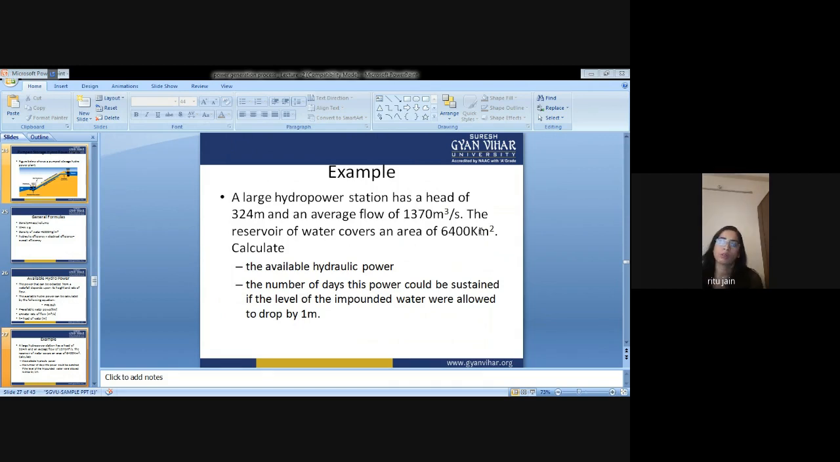So in the question, what is given? The head of the water is 324 meters, the average flow of water is 1370 meter cube per second, and the reservoir area is 6400 kilometer square. So first, what do we have to calculate? First we have to calculate the available hydraulic power, and then the number of days this power could be sustained if the level of the impounded water were allowed to drop by 1 meter.